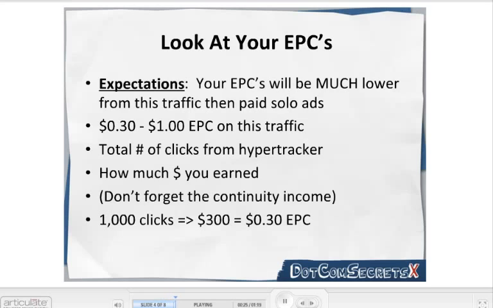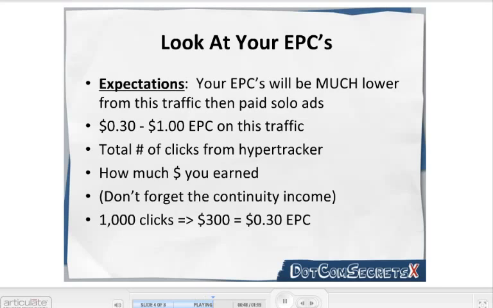Okay, I'm guessing some of you are somewhere between 20 to 30 cents EPC up to $1 EPC on this traffic. I don't think I've ever really seen it go over $1 EPC on this kind of traffic. Usually we're closer to the 20, 30 cent range, which is not bad, which is decent, especially for the fact that you're not paying for those clicks. Okay, so the way you figure out your EPC is you take the total number of clicks from HyperTracker and then you figure out how much money you earned.